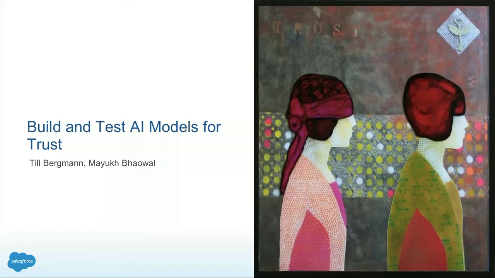My name is Mayuk Bhawal. I'm a product management director at Salesforce Einstein. I work on our automated machine learning and data science experience initiatives. My name is Tol Bergman. I'm a senior data scientist also at Salesforce Einstein, where I also work on automating machine learning.